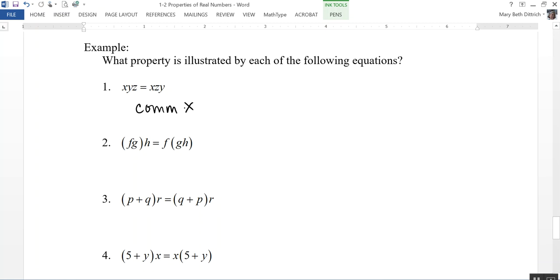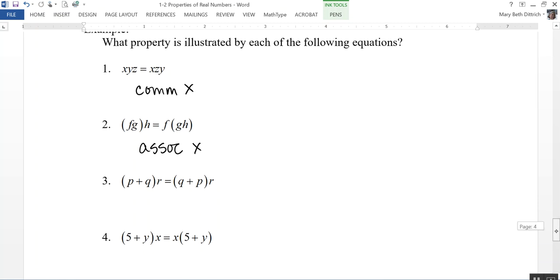Number 2 says the quantity f times g times h is equal to f times the quantity g times h. Notice nothing moved around. We're using multiplication. I just used parentheses to associate terms differently. So this is going to be the associative property of multiplication.